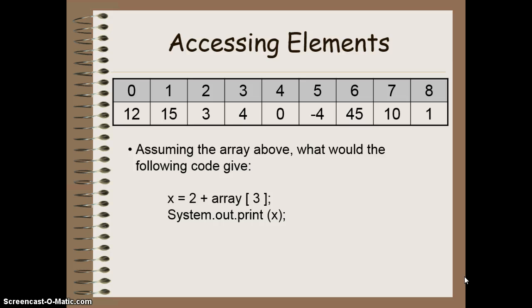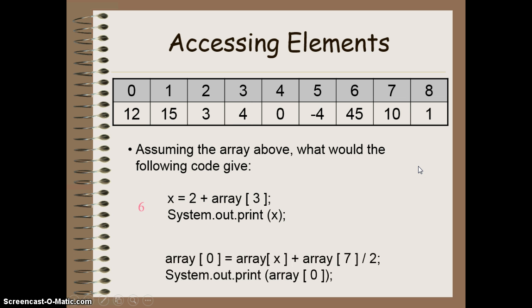So now let's assume I have the array depicted here. What would the code in these 2 lines return or print to the screen? They would print 6. Why? Because I'm having x equal to 2 plus the value of what is in array position 3. So I find array position 3, it's containing a 4. 4 plus 2 gives me 6.